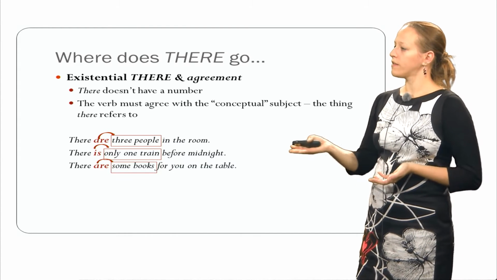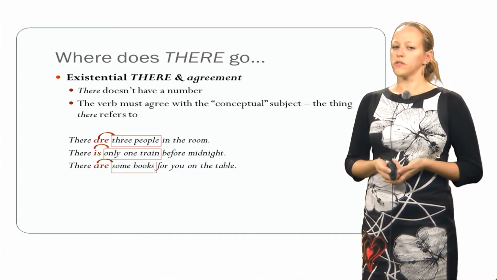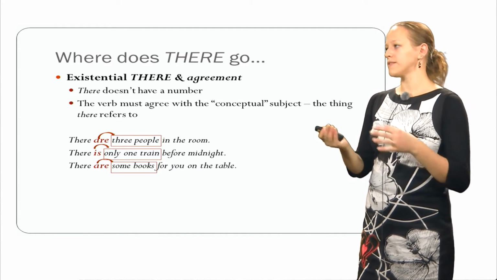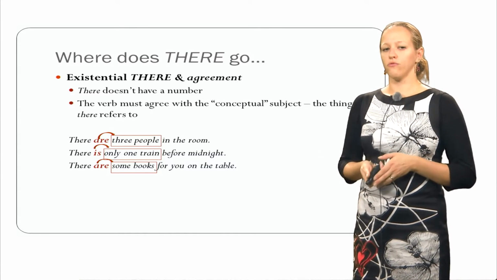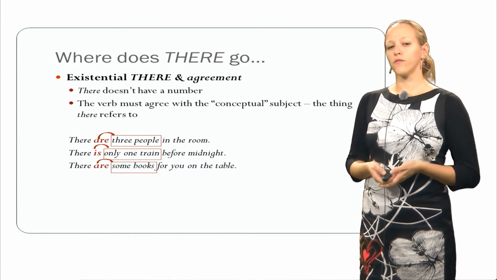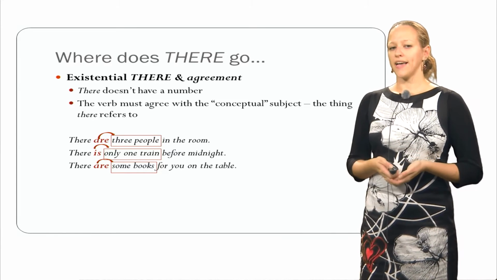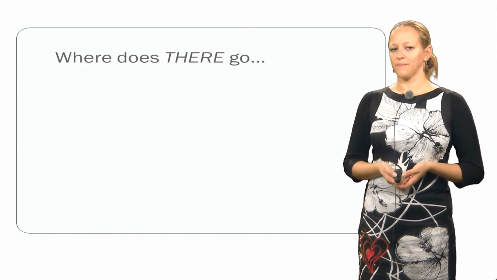And the last one, there are some books. Books, plural, we need to use the plural verb. So it depends on what comes after, even though normally you would look in the front of a sentence for a subject, but there doesn't have a number. You need to look at what it actually represents.